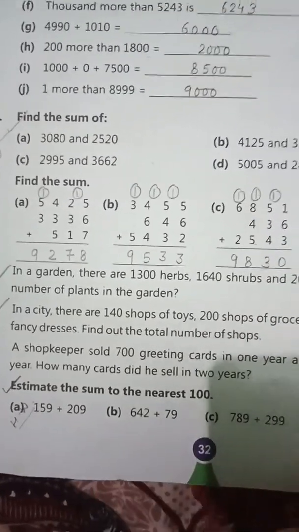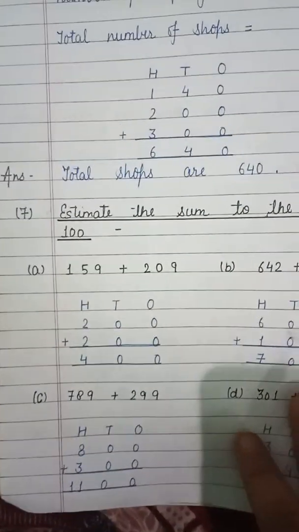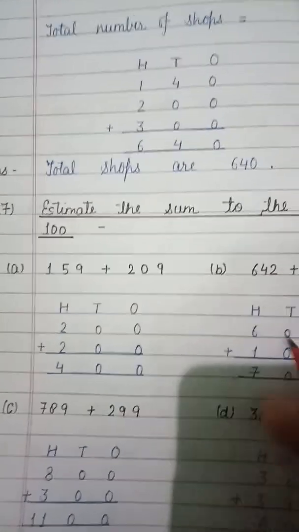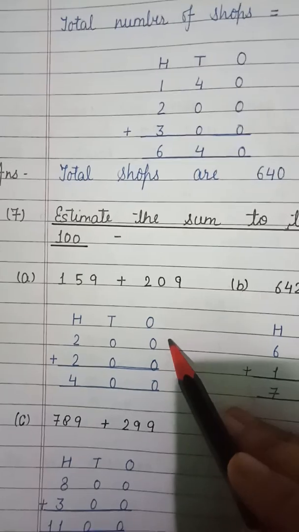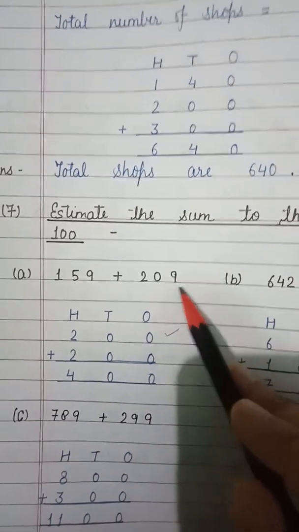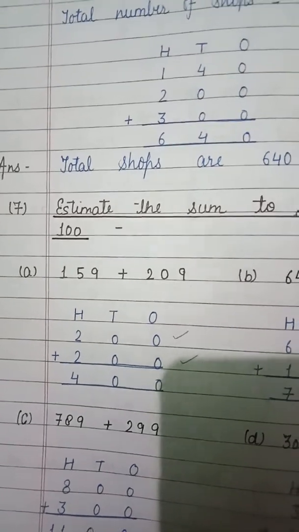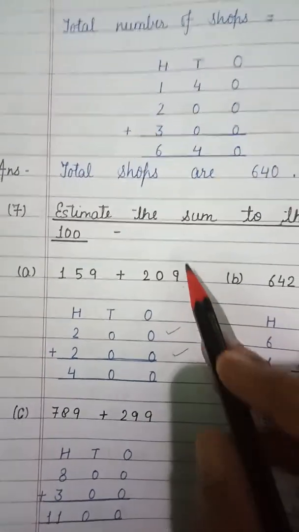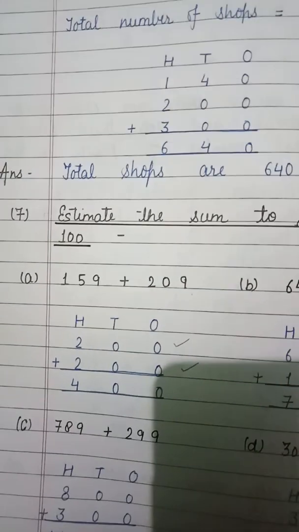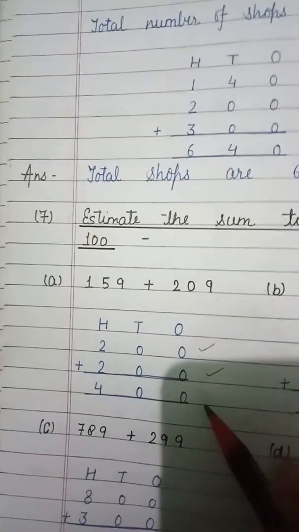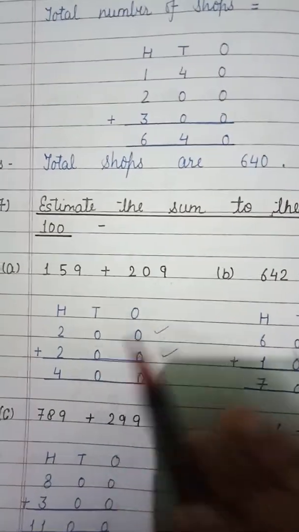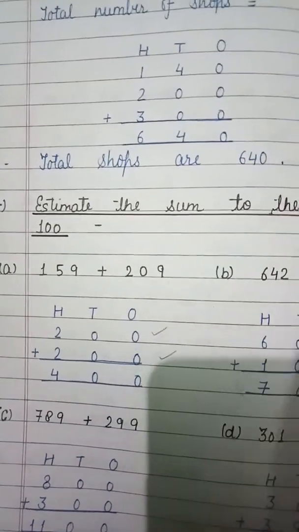Now in the next, you can see here the estimation sum, right? So there is an example for you, for your estimation sum. We can see here 159 is closer to 200 and 209 is closer to 200. We have to round off the numbers. We don't need the exact number, right? I just want to make it clear to you, we don't need the exact number in estimation sums. We have to round off these numbers, right? We learned these things in our previous classes.